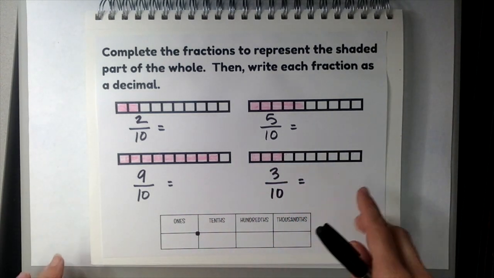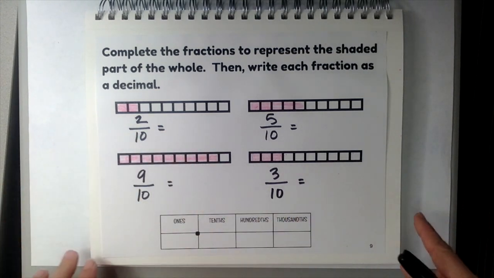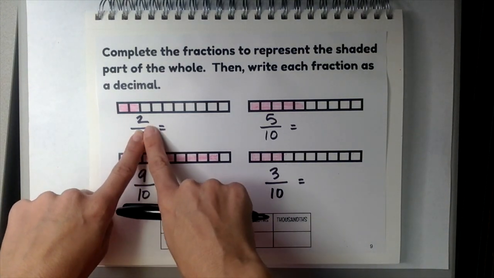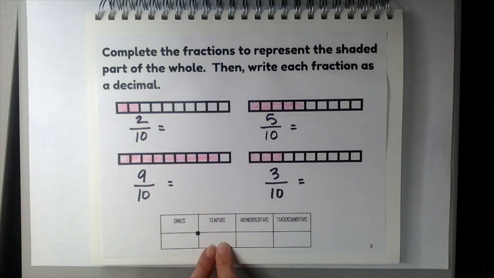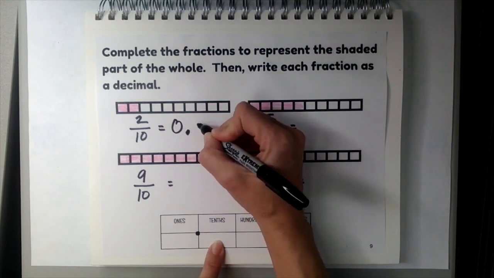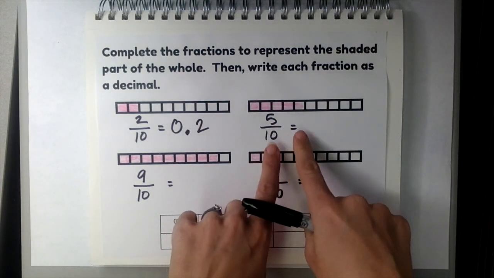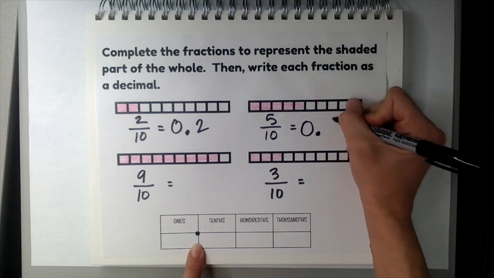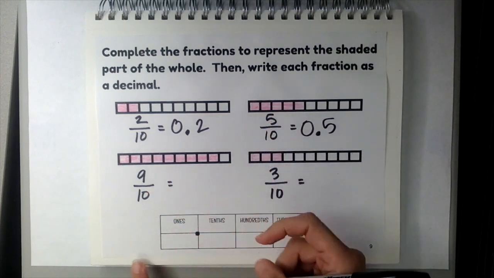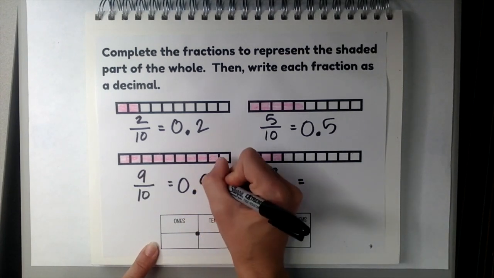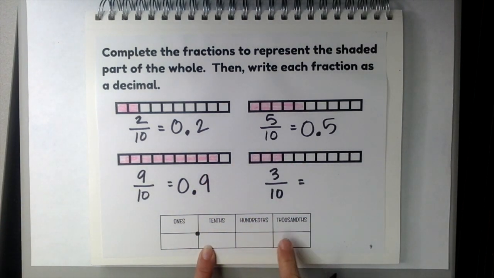But what we're working on today is writing an equivalent decimal to represent that. So we have a place value chart down here to help us with that. So let's look at this. I can think of the tenths place right here. There's no whole, so 0.2, okay, got it. All right, so let's go to this one. Same thing, no ones, 0.5 tenths, okay? Here we go, 0.9 tenths. No hundredths and no thousandths.